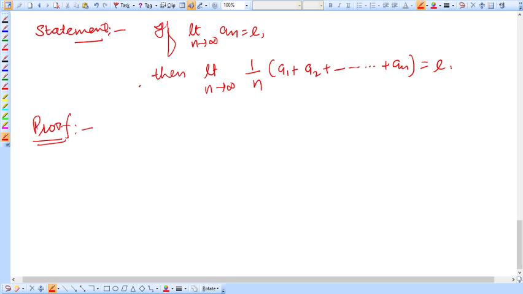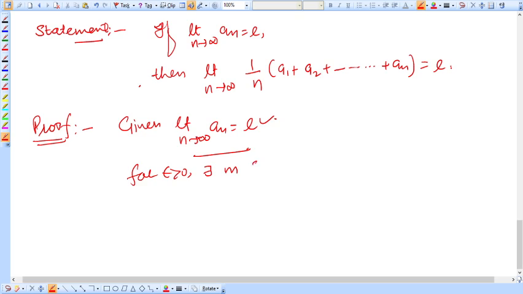Proof. So see, given the limit of this term is equal to L. Therefore by definition of the limit, it says for epsilon greater than 0 there exists m such that the difference between an minus L is less than epsilon for all n greater than or equal to m.